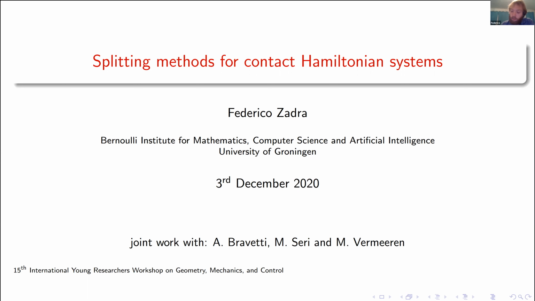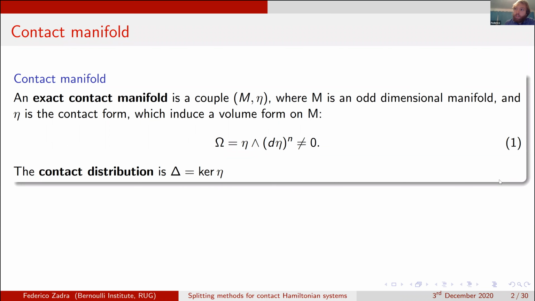some numerical examples. So let's start from the arena of the contact dynamical systems, that is the contact manifold. We will consider an exact contact manifold, so a contact manifold in which we define the contact distribution through the contact one form. And the contact one form gives rise to a volume form on the whole contact manifold.